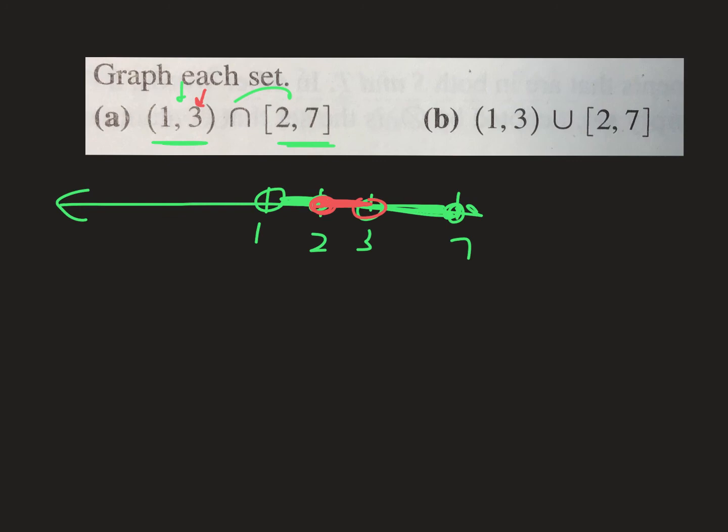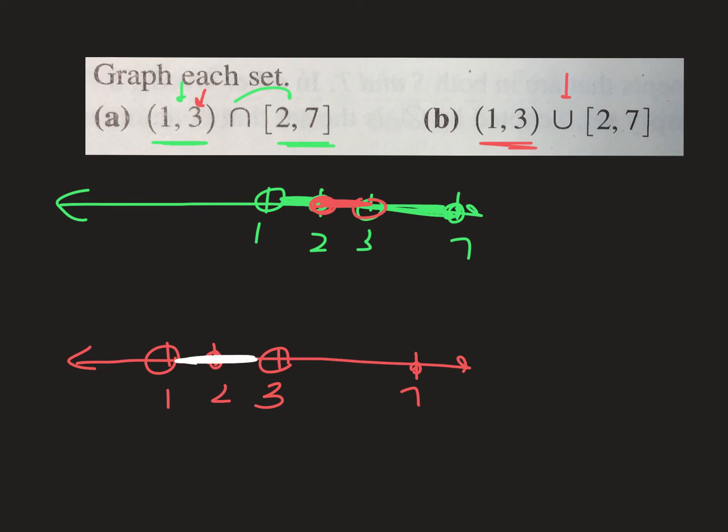Now, part B, same question, except now it's the union. So all of it all together. So 1 is here, empty circle. 3 is here, empty circle. 2 is here, filled-in circle. 7 is here, filled-in circle. When I shade the first part, between 1 and 3, it's right there. When I shade between 2 and 7, filled-in circle there, all the way to 7.